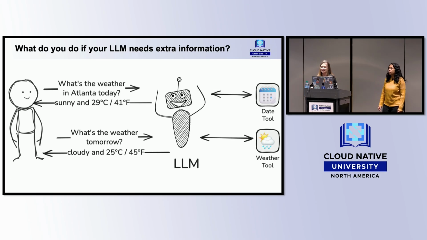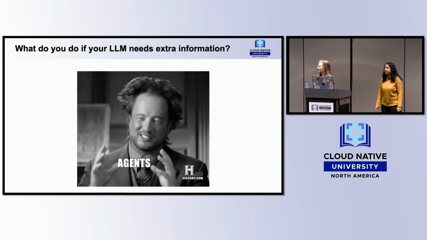In addition to asking what the weather is today, you might want to ask a follow-up question: what's the weather today, and what's the weather tomorrow? The weather tomorrow question requires the LLM to know the chat history and the session information. So how do you solve these two things, having access to tool calls and also managing the history of the user interactions? What do you do if your LLM needs extra information? You use agents.